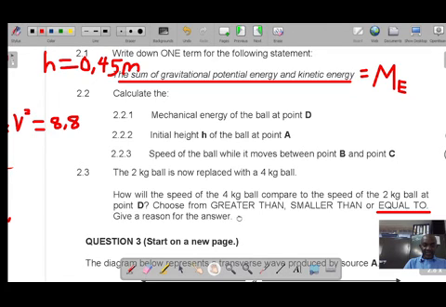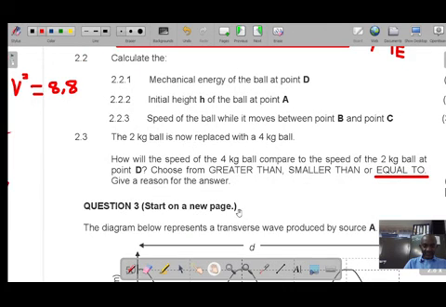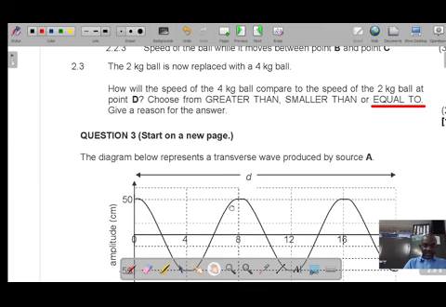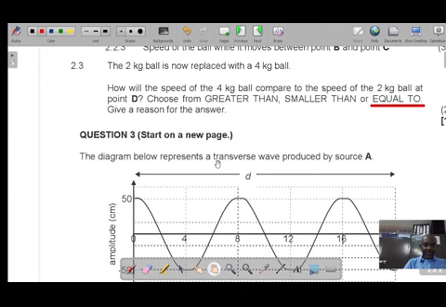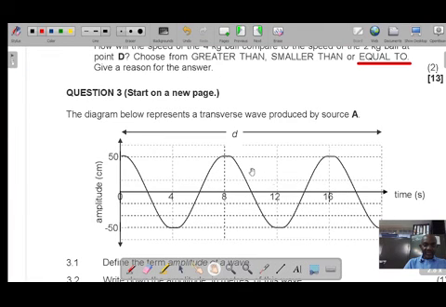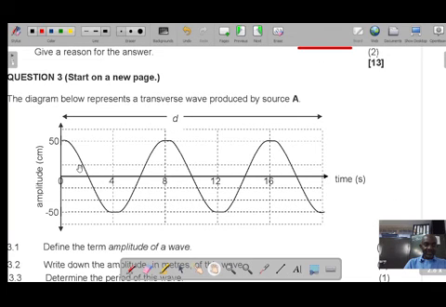Let us proceed, guys. Question 3. It says that the diagram below represents a transverse wave produced by source A. As you can see, this is our amplitude in centimeters, and this is the time in seconds. Define the term amplitude of the wave.